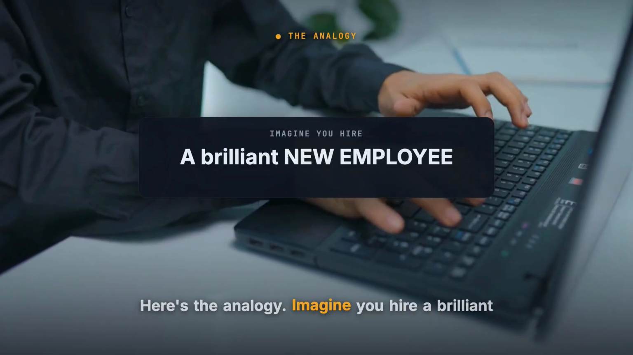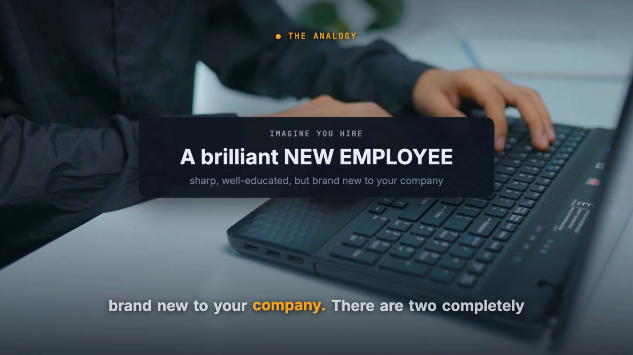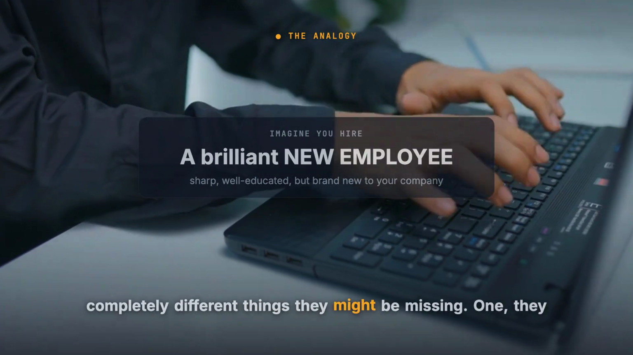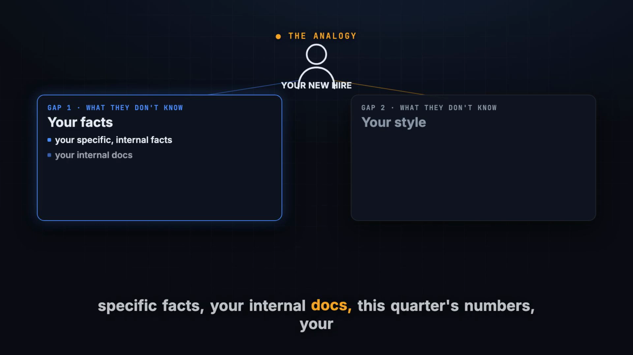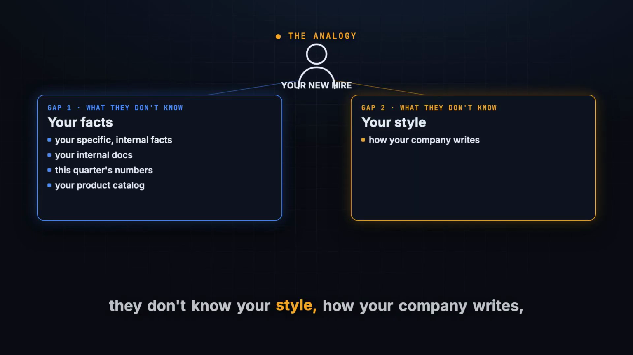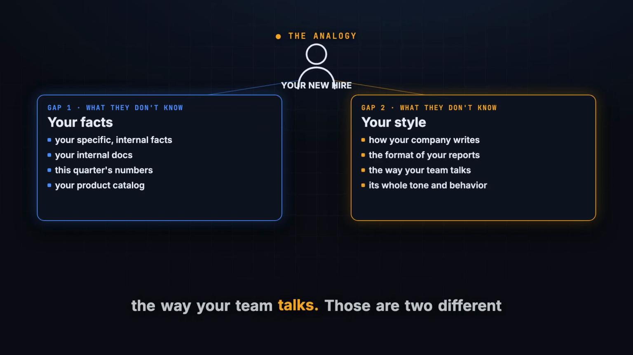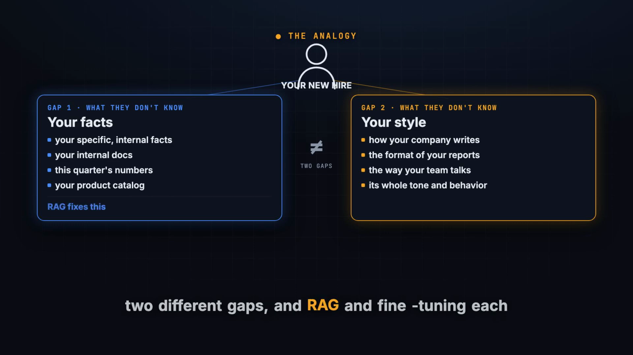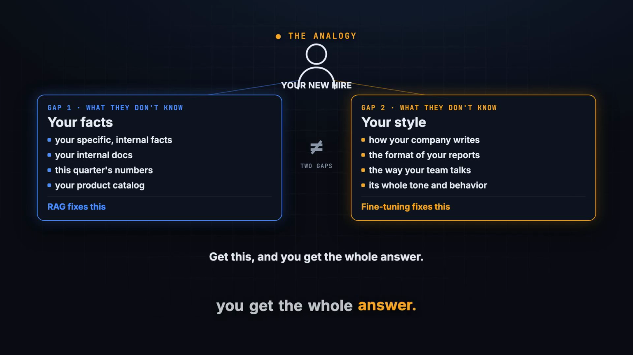Here's the analogy. Imagine you hire a brilliant new employee, sharp, well-educated, but brand new to your company. There are two completely different things they might be missing. One, they don't know your specific facts, your internal docs, this quarter's numbers, your product catalog. Two, they don't know your style, how your company writes, the format of your reports, the way your team talks. Those are two different gaps, and RAG and fine-tuning each fix one of them. Get this, and you get the whole answer.